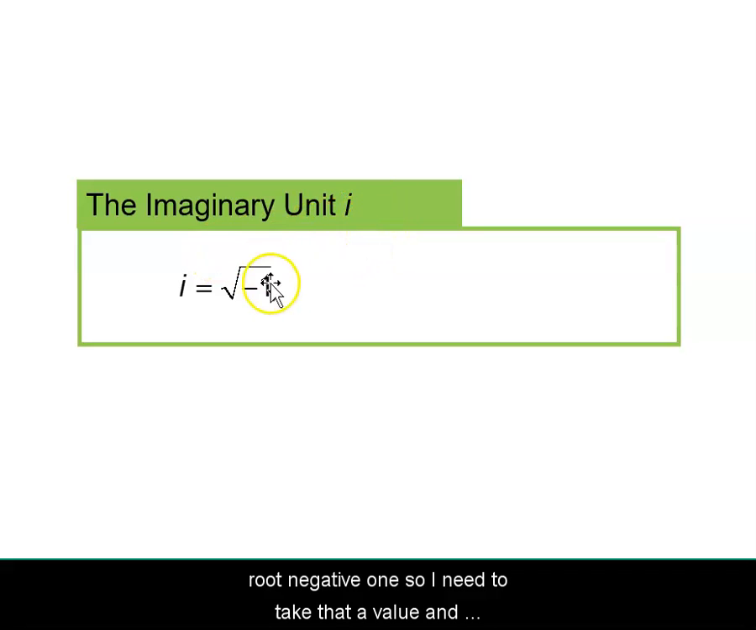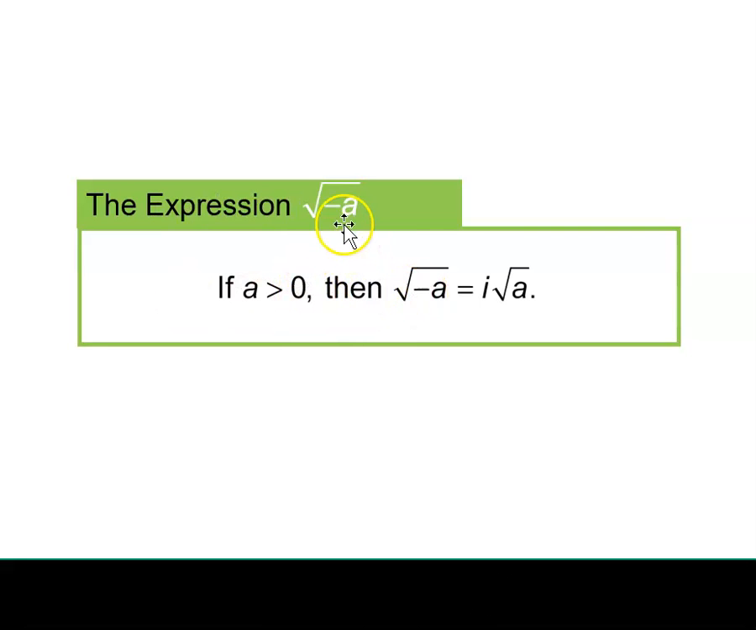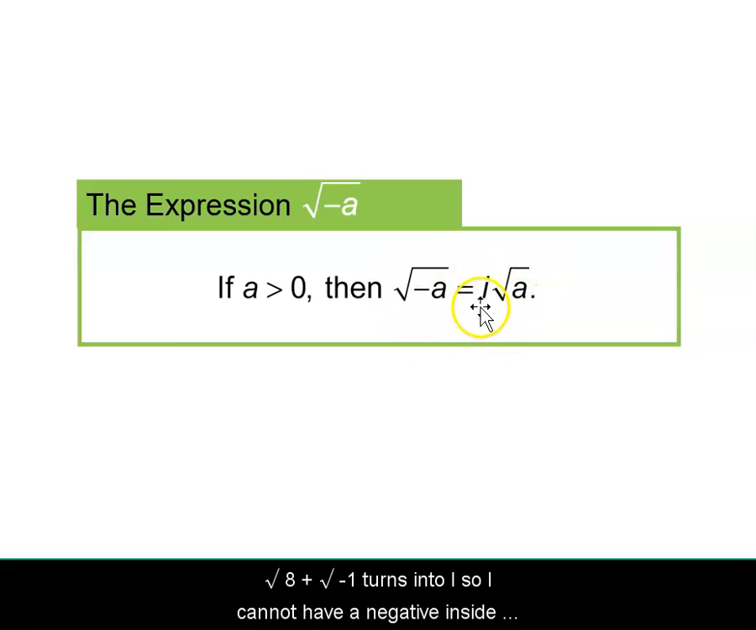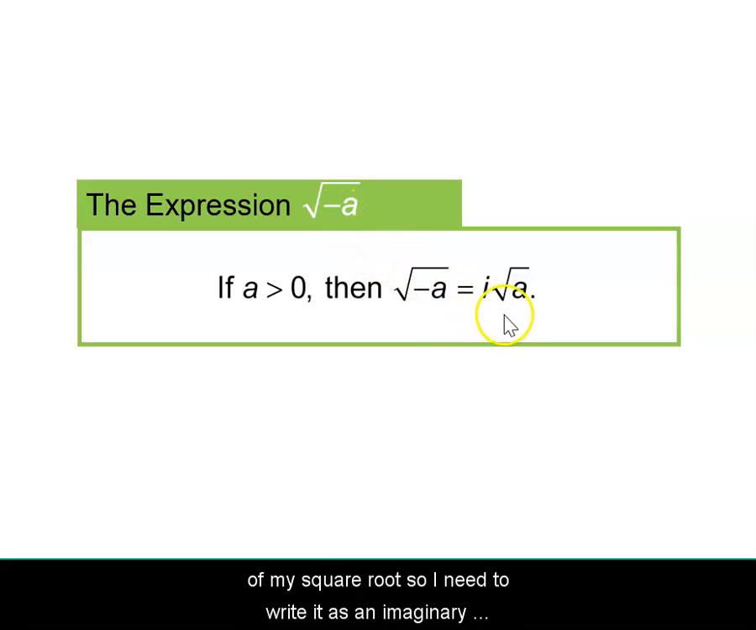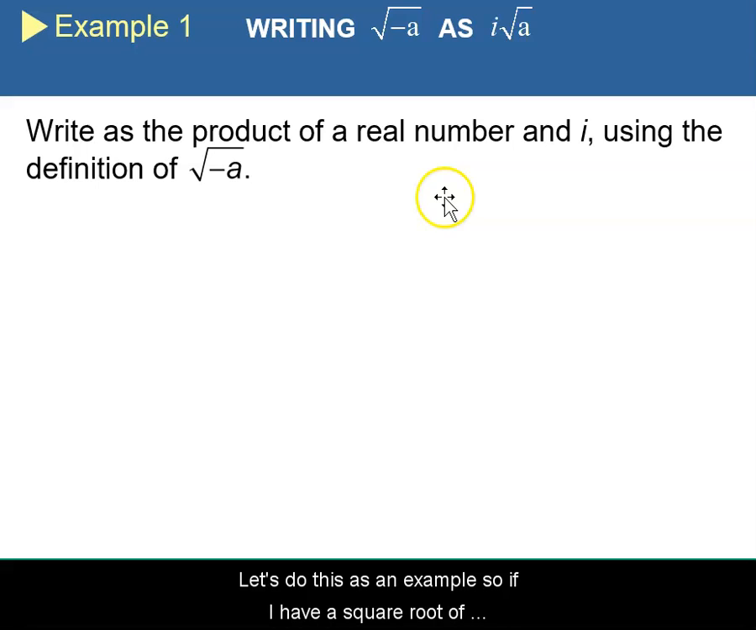So I need to take that a value and separate it into two values, right? I need to factor out the negative 1 basically. And when I'm factoring it out, it's still inside of the square root symbol, okay? And since it's still inside the square root, I can separate it so that I have square root of negative 1 times square root of a, and the square root of negative 1 turns into i. So I cannot have a negative inside of my square root, so I need to write it as an imaginary factor basically, okay? So let's do this as an example, okay?